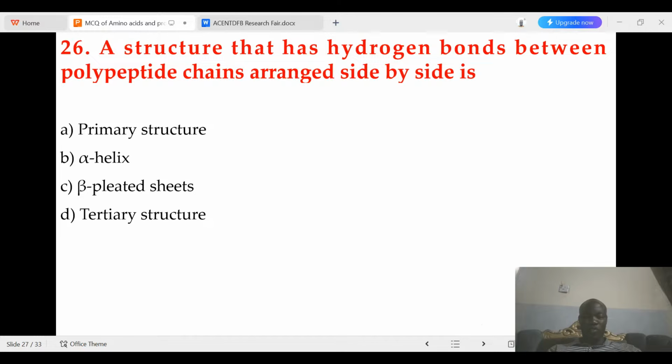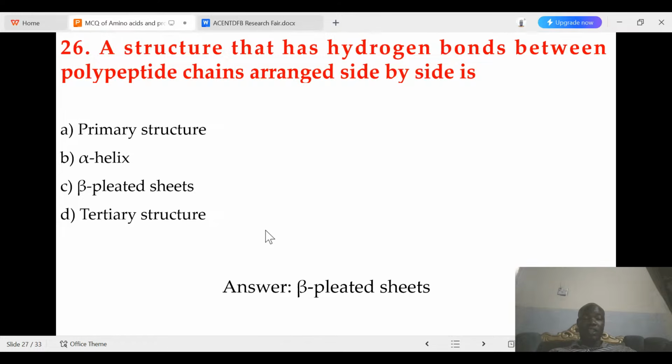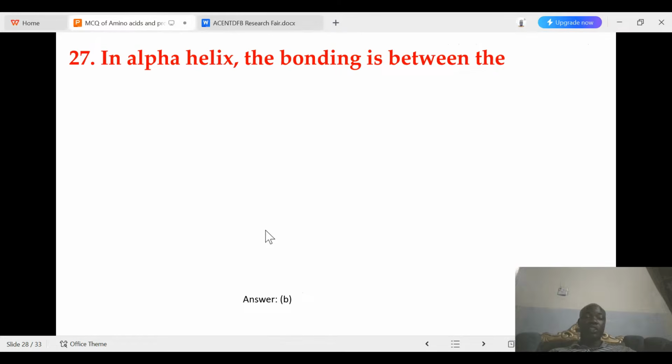Murjanatu says C. Jamal says C. Yes, the answer is C. When you have hydrogen bonding between different polypeptide chains arranged side by side, that is for the beta pleated sheet. So the answer to this is beta pleated sheet. So let's move to question 27.